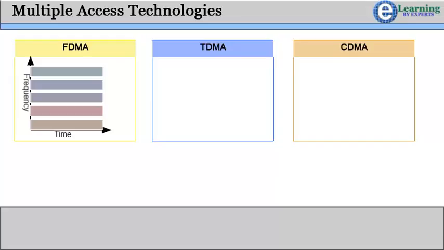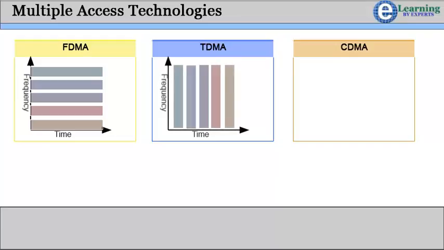Time division multiple access, TDMA, allows several users to share the same frequency channel by dividing the signal into different time slots. Each user is given a specific slot. Between different slots, guard time is defined to avoid interference. At a particular time slot, there is no competition in the cellular network.